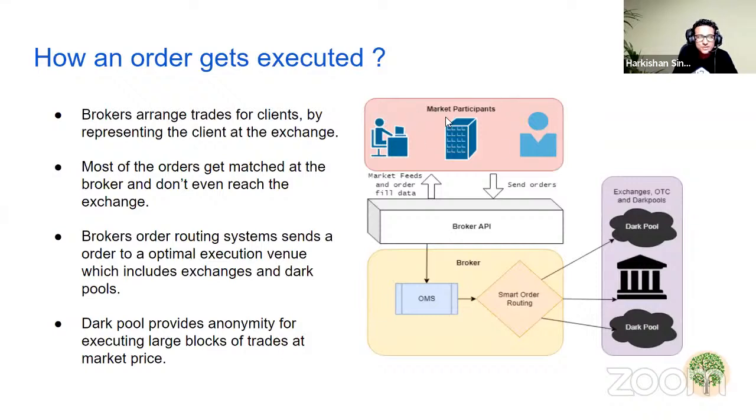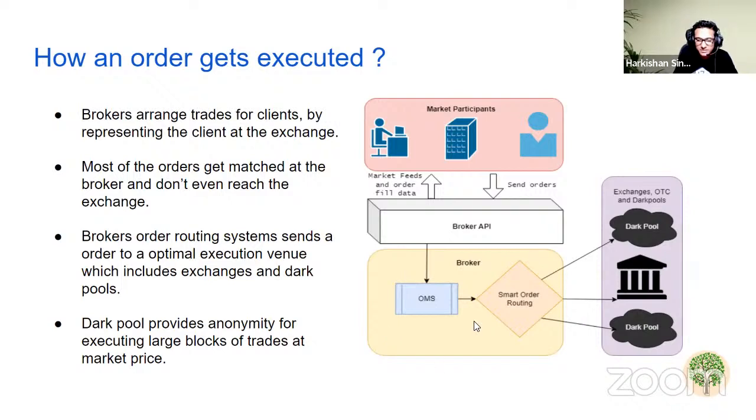So first of all, we have market participants. There may be proprietary traders, retail traders, investment banks, hedge fund managers, private equity firms, and so on. They send in the orders, which get to the broker API. There is a broker API layer, so everyone interacts with that layer, and the broker has its own systems.